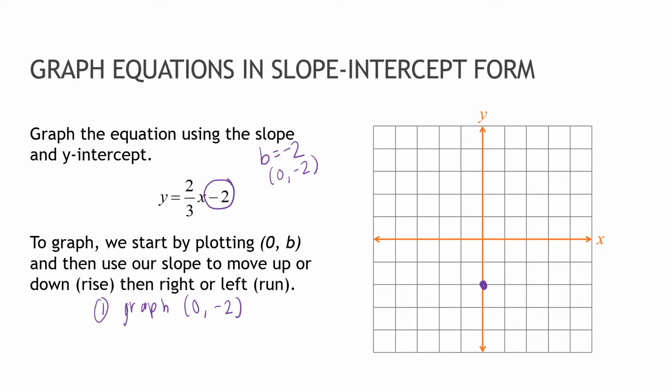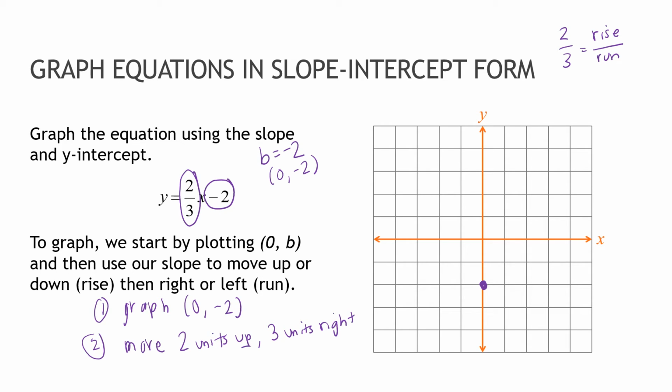Then I'm going to create 2 or more additional points, typically, using the slope. So from there I'm going to move, because it's 2/3, and 2/3 is rise over run. That tells me I'm going to move 2 units up, 3 units right. 2 units up because that's rise, so I'm going to go up 2, and then run of 3, 1, 2, 3, and put a point.